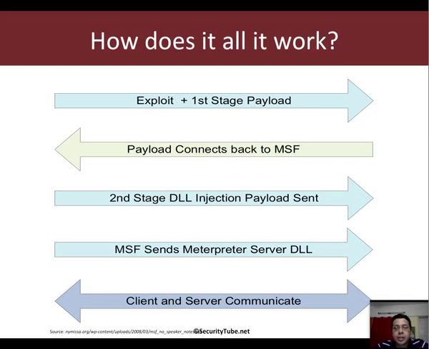So, how does this work? There are a couple of steps in which Meterpreter establishes the connection between the victim and the attacker machine. In the first step, we send the exploit and the first stage payload. After the exploit succeeds and this payload is run, it connects back to our MSF console running on the attacker machine. Then the attacker machine sends back stage 2, which contains the DLL injection payload. This payload runs and then receives the Meterpreter DLL from the attacker machine, which it injects in memory and runs.